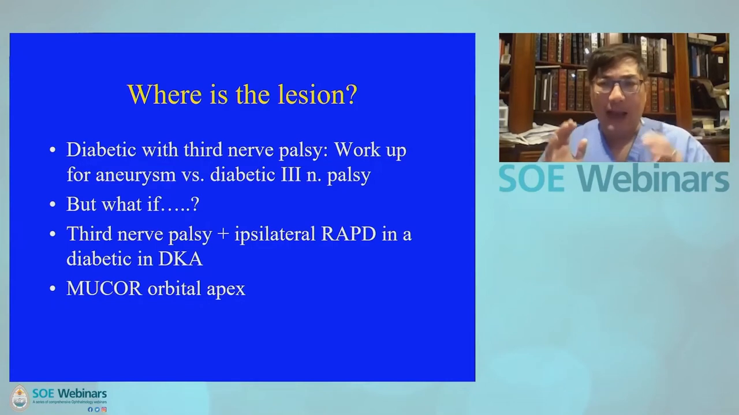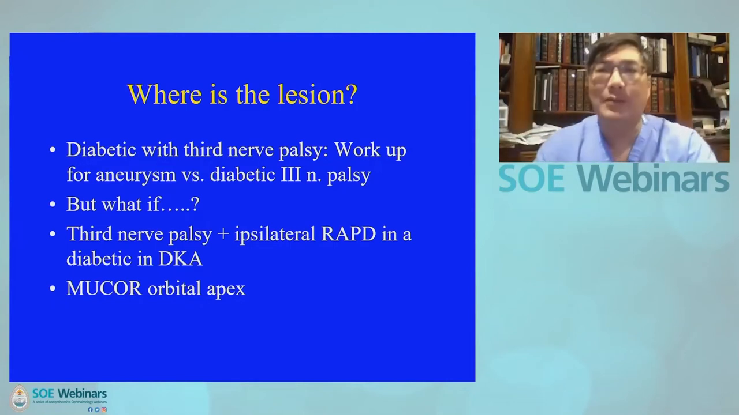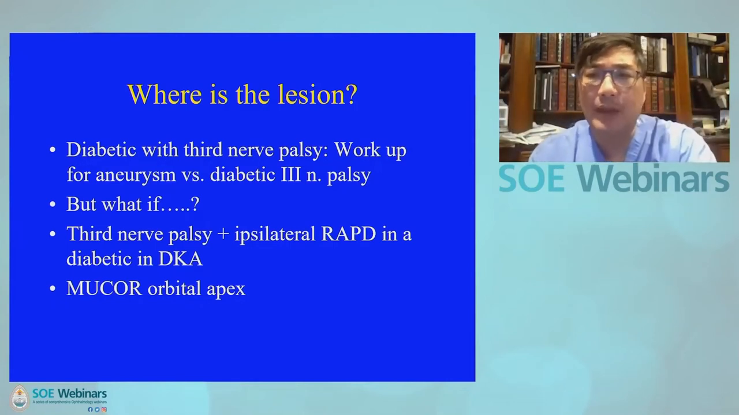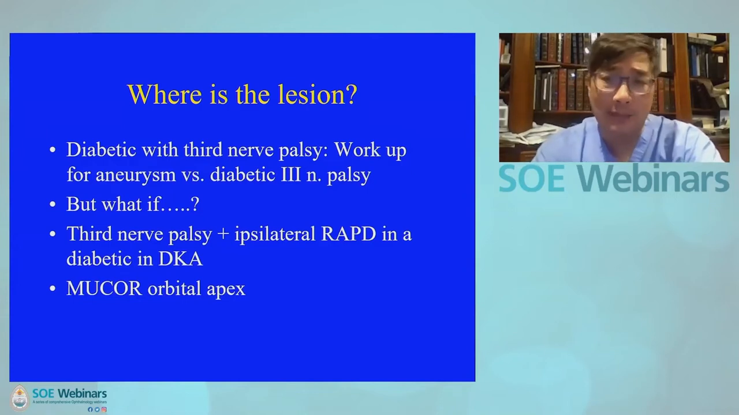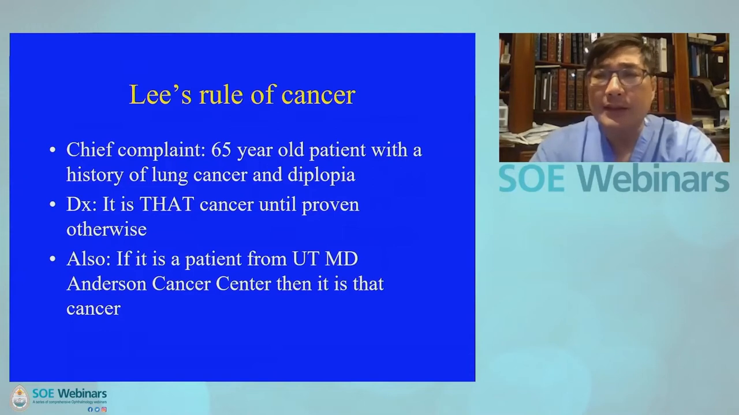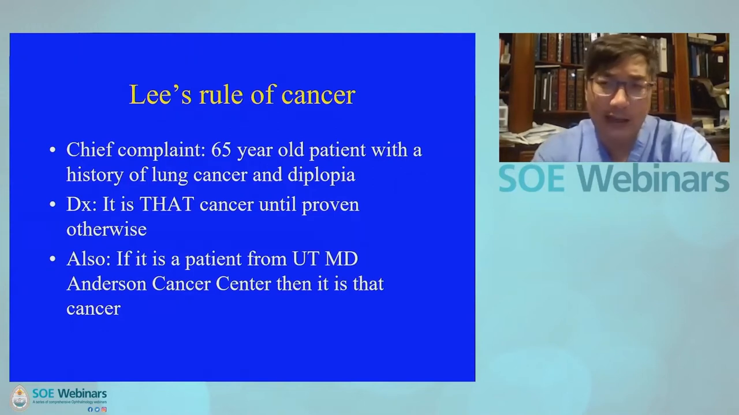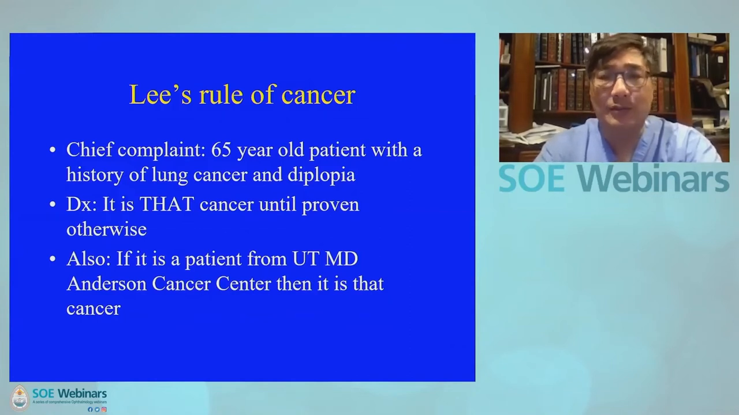So when you have that afferent and efferent problem, you really should be thinking about pituitary apoplexy, orbital apex lesions, and in a diabetic, mucor. This is Lee's rule of cancer. This is a 65-year-old patient with a history of lung cancer and diplopia. And the rule is, it is that cancer until proven otherwise.